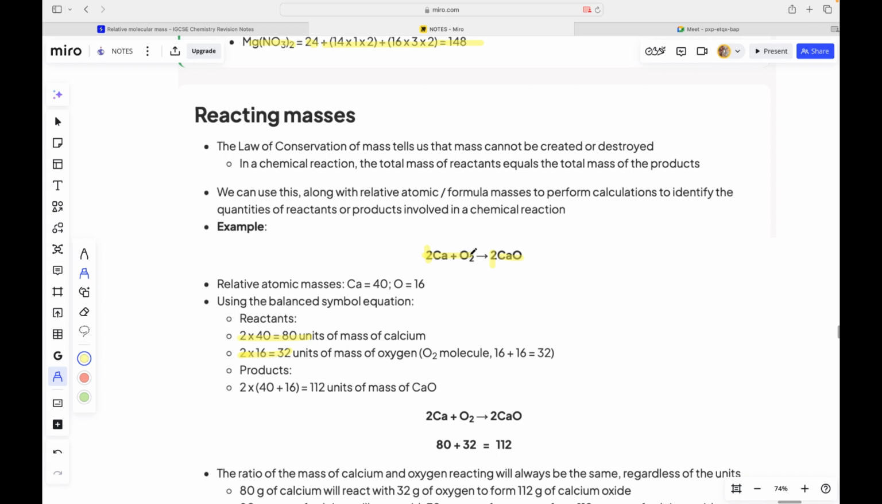You know, the law of conservation says the total mass of reactant must be equal to total mass of product. So you see here, 40 plus 16 multiplied by 2, you also get 112.